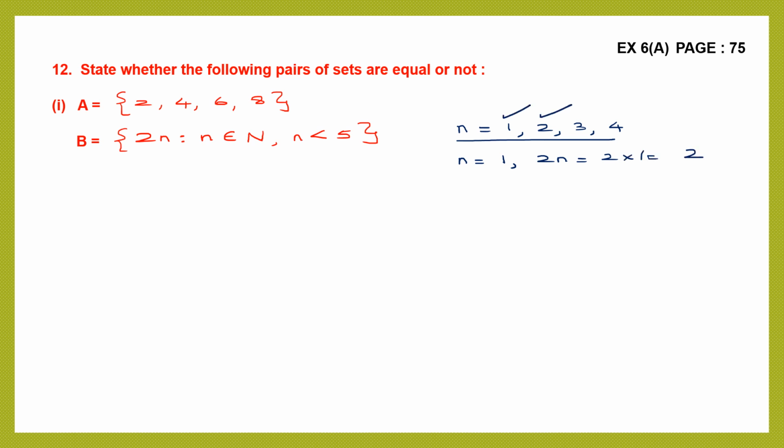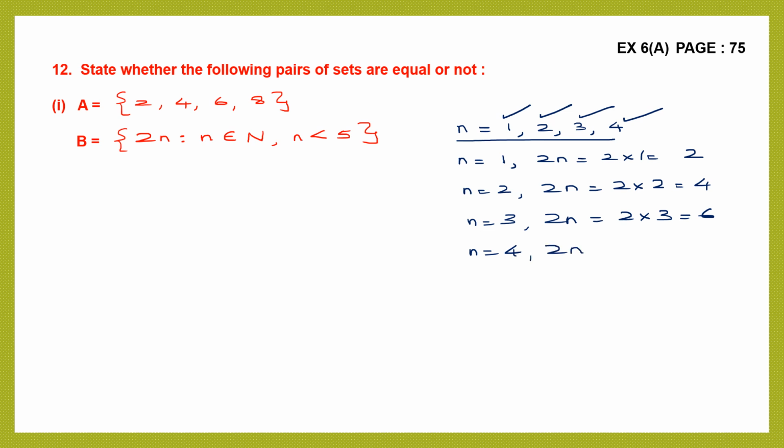Let's take 2. When n is equal to 2, 2n will be 2 into 2. 2 2s are 4. Now let's take 3. When n is equal to 3, 2n will be 2 into 3. 2 3s are 6. Now let's take the fourth one, that is n is equal to 4. In this case, 2n will be 2 into 4, which is 8. So these are all the elements of set B, 2, 4, 6 and 8.